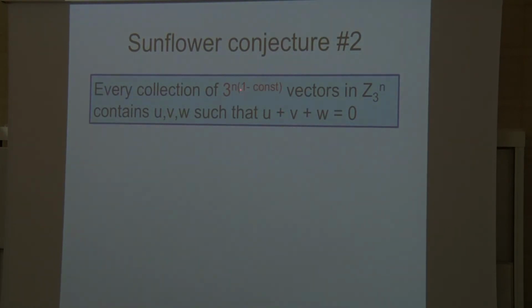Sorry, 3 to the n times 1 minus some constant. That's the important part. So you can't have almost all vectors in Z3 to the n with the property that no 3 sum to 0. That's a well-loved combinatorial conjecture, but I don't think there's a consensus on it. Some people think that you can pack in this many, some people think that you can prove that you can't. So maybe a 50% chance of being false.